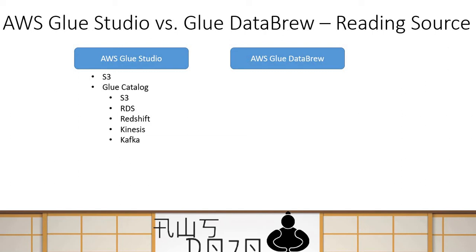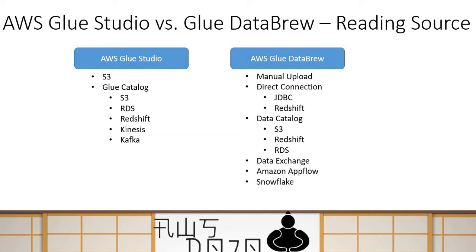Glue Studio also supports custom connectors, so you can actually reach out to any JDBC endpoint as long as you have a JDBC driver and you can create a connector to talk to that. Yeah. If you look at Glue DataBrew, it talks about manual upload. It talks about talking to JDBC connections or Redshift, talking to catalog, talking to data exchange.